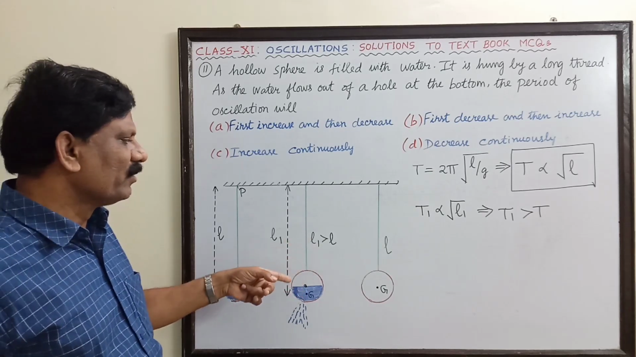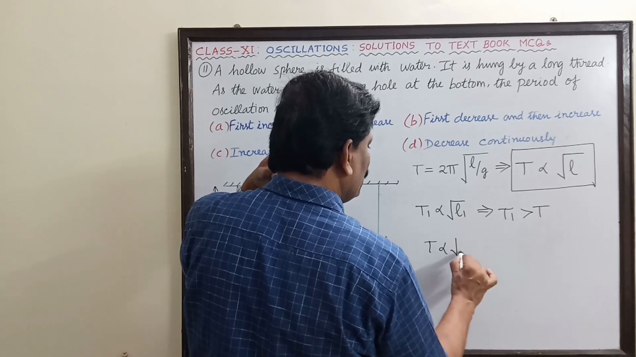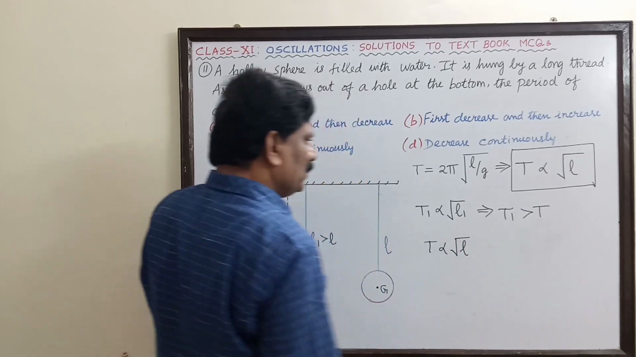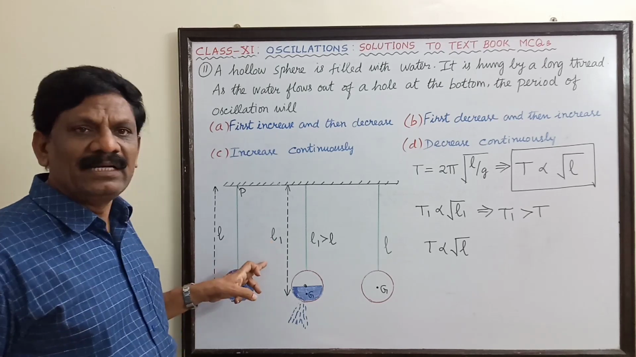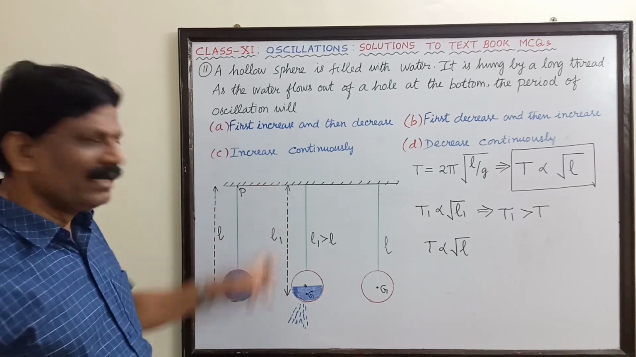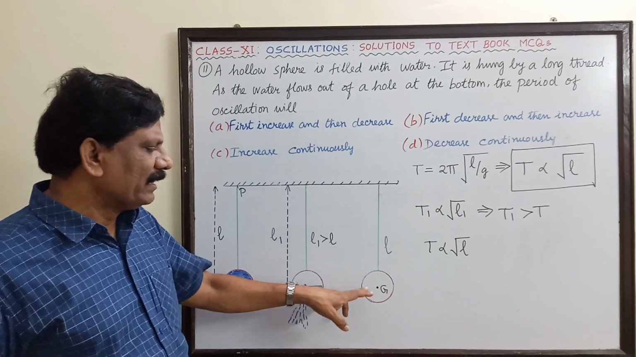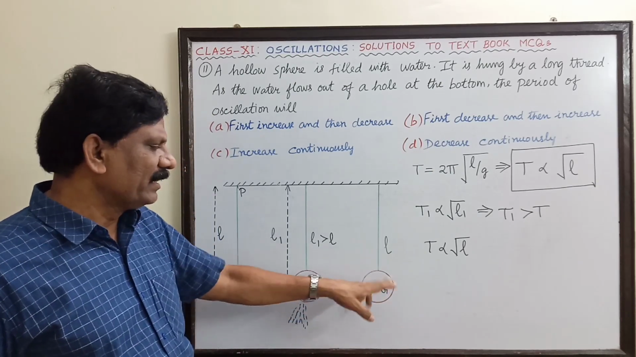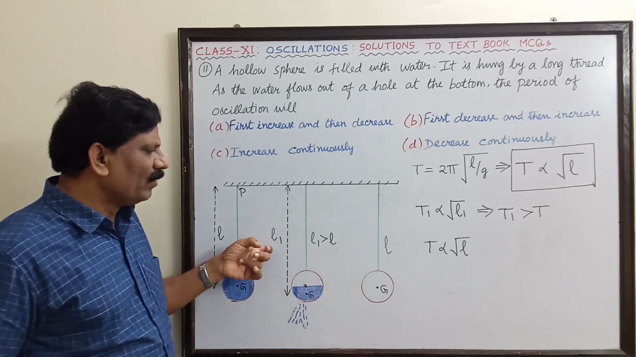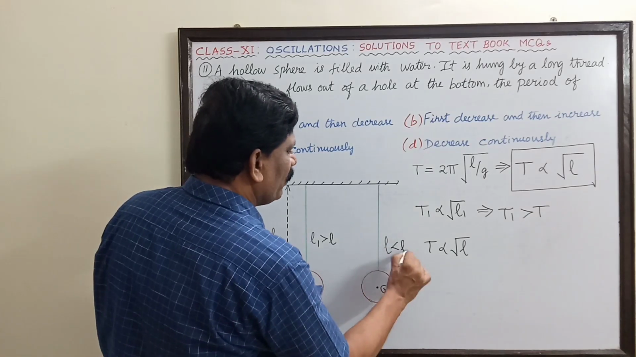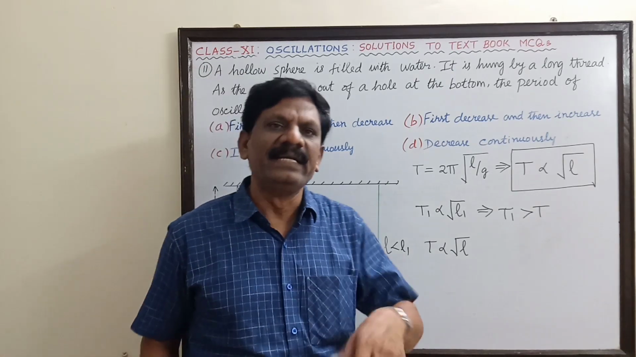So once again what is going to happen now? Finally T is once again proportional to the square root of L. So initially T will increase because the length of the simple pendulum was increasing, till the water gets empty. When the water gets empty, once again comparing to L1, L is less than L1. Therefore the period of oscillation once again decreases.